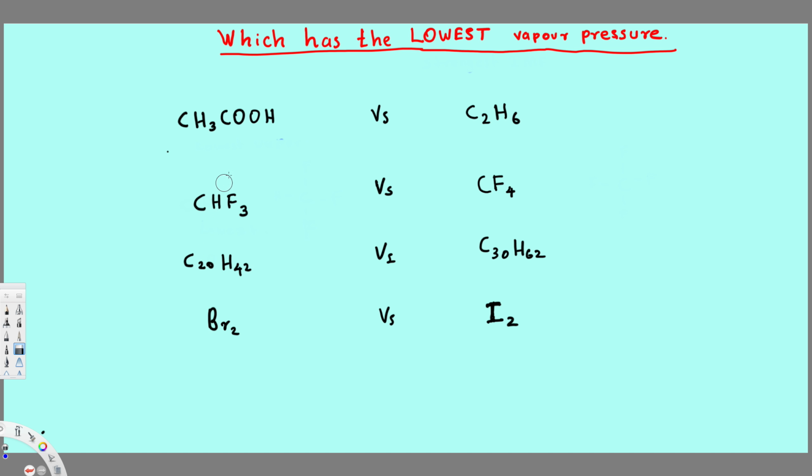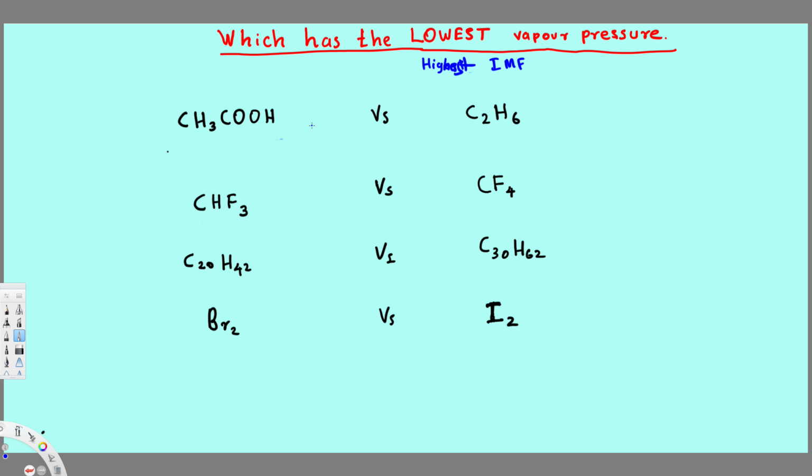Let's do this problem right here. We have the question that is asking which has the lowest vapor pressure. To determine the vapor pressure, we have to look at the intermolecular forces. Whichever has the highest intermolecular force is going to have the lowest vapor pressure.